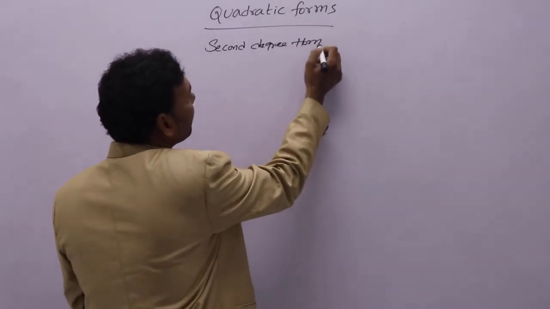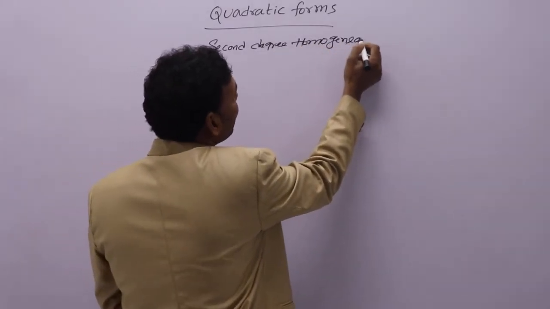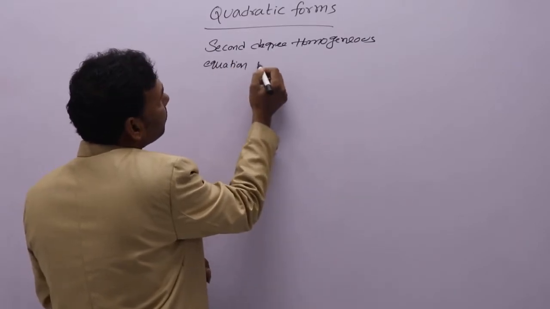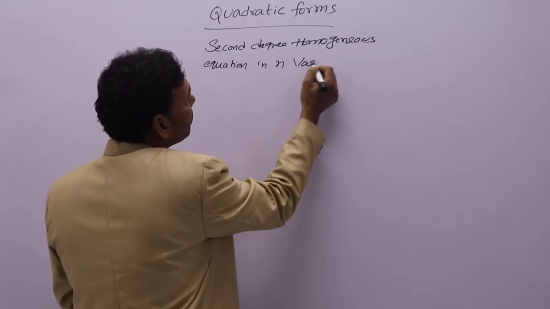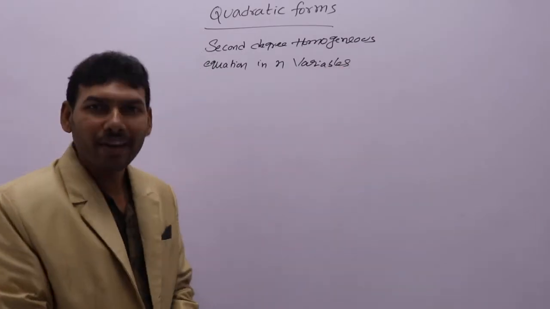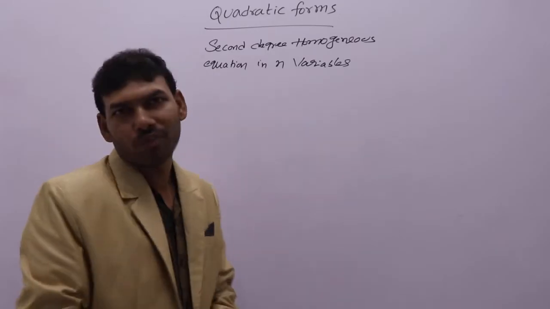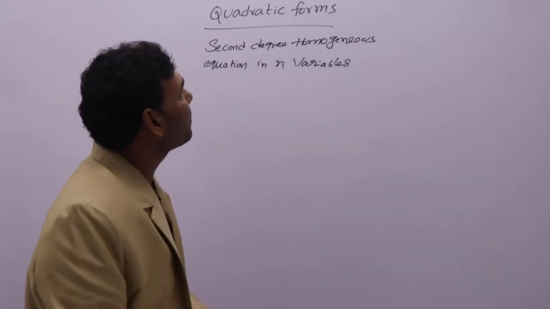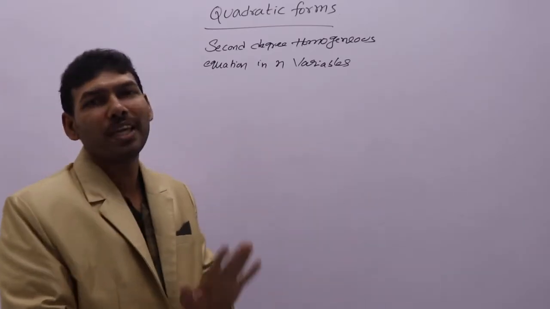homogeneous equation in n variables. A second degree homogeneous equation in n variables is called a quadratic form. Second degree means the degree should be 2. Homogeneous means the degree of all the terms should be equal.